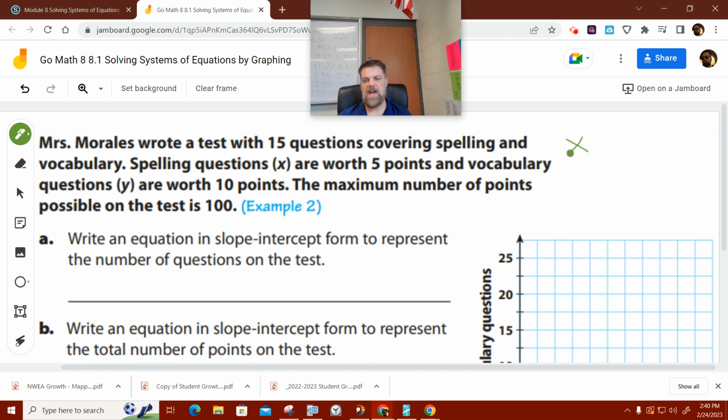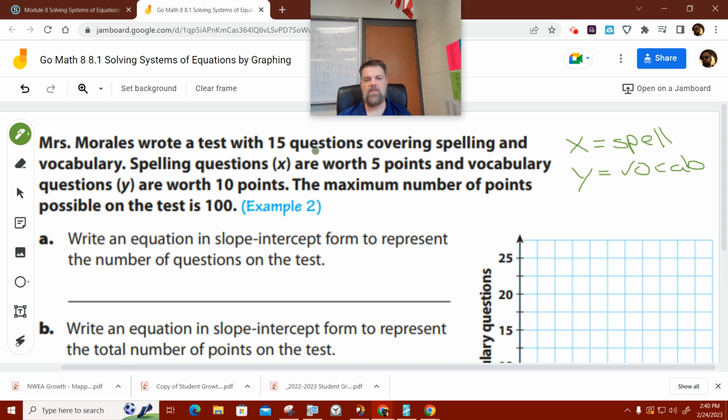So remember, we've got X. That's going to be the, what was X? Vocab? No, spelling. So X is the number of spelling words, and then Y is the number of vocab questions. All right? So maybe what the definitions are or something.